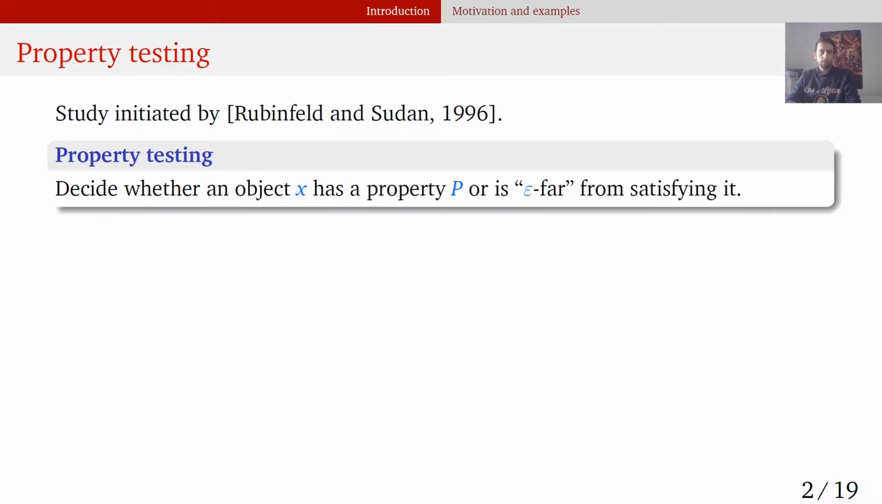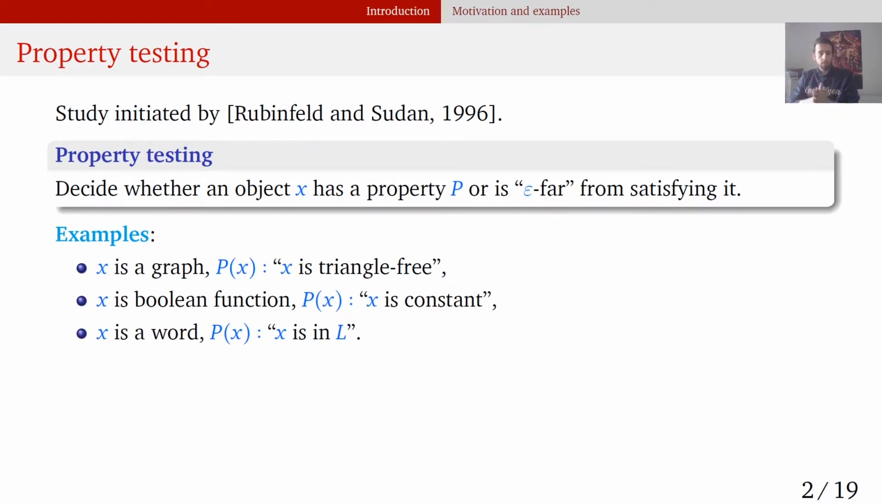So first, let me introduce you to property testing. Its study was initiated in the 90s, and basically the idea of property testing is to decide efficiently whether some object X has a property P or is epsilon far from satisfying it. Before explaining what epsilon far means, let me give you a few examples. For example, if X is a graph, P could be X is triangle free. If X is a Boolean function, P could be X is constant. If X is a word, P could be X belongs to L, where L is some language.